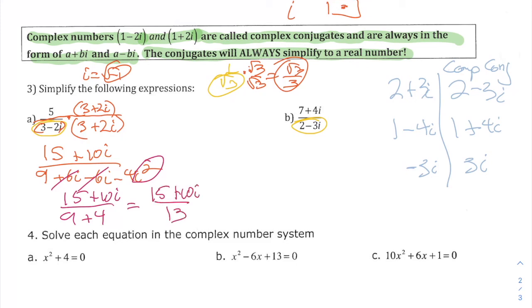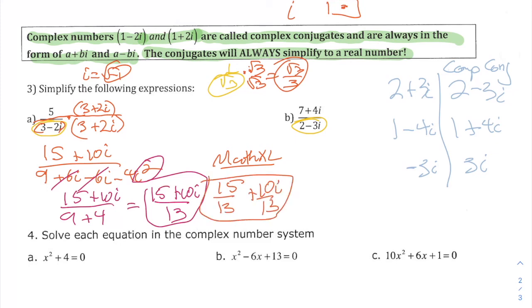13. Now, on a quiz or a test, that answer is 100% correct. There's no simplifying involved. However, for MyMathLab, they want you to write it in a plus bi form. So that means you have to write it as 15 over 13 plus 10i over 13. So that's something to think about. If you try it on your own, you're like, why do I keep getting it wrong on MyMathLab? This is why. You have to do that part.